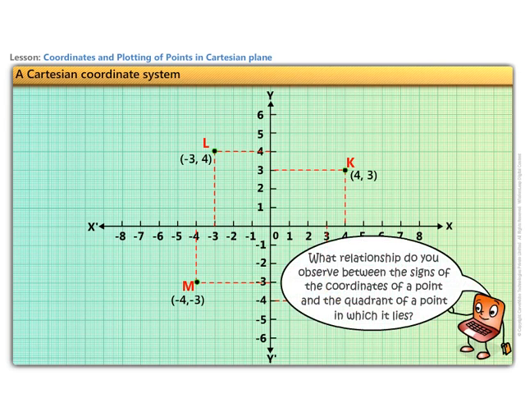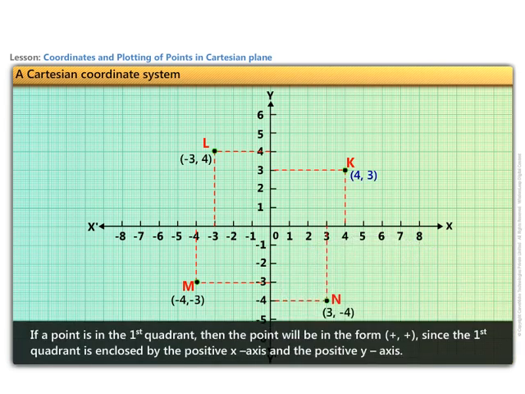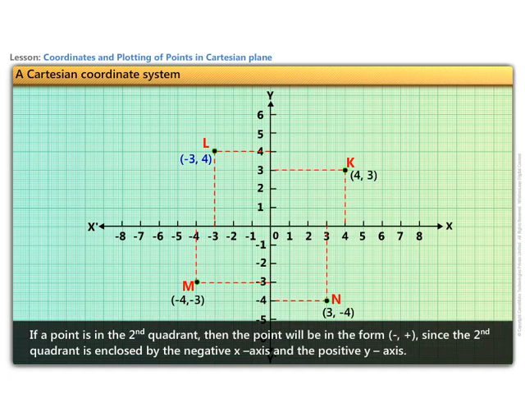What relationship do you observe between the signs of the coordinates of a point and the quadrant in which it lies? If a point is in the first quadrant, then the point will be in the form of (+, +), since the first quadrant is enclosed by the positive x-axis and the positive y-axis. If the point is in the second quadrant, then the point will be in the form of (-, +), since the second quadrant is enclosed by the negative x-axis and the positive y-axis.